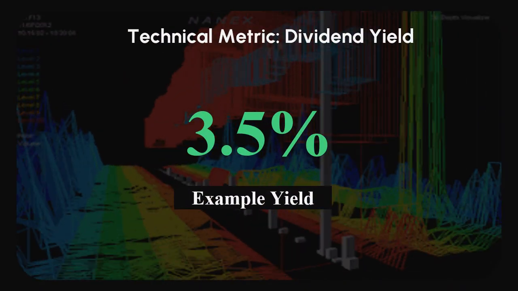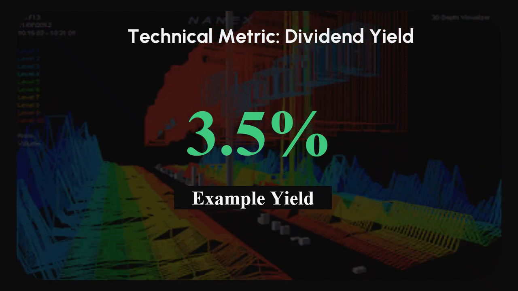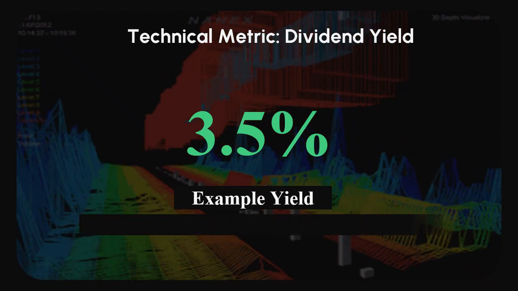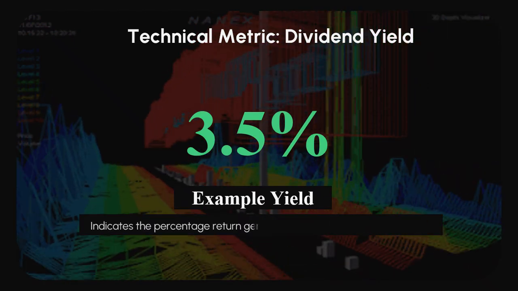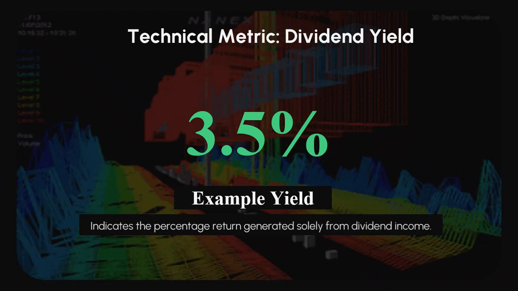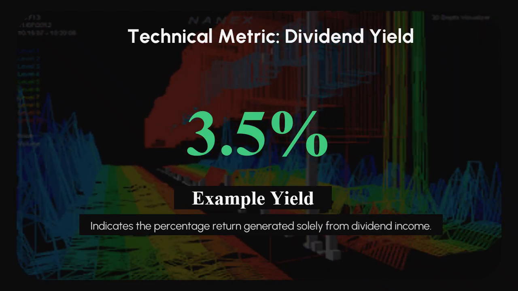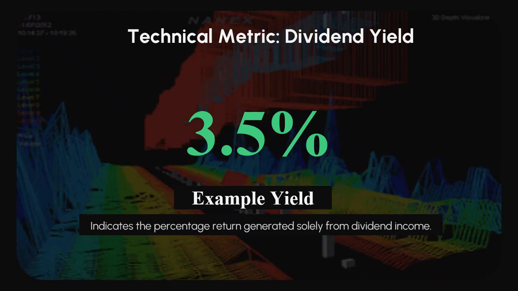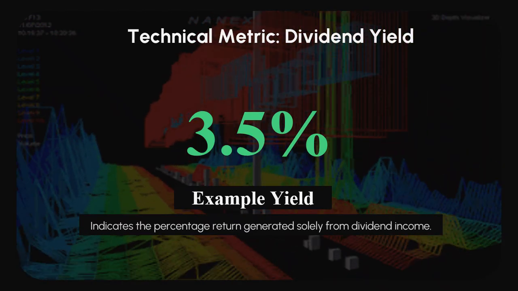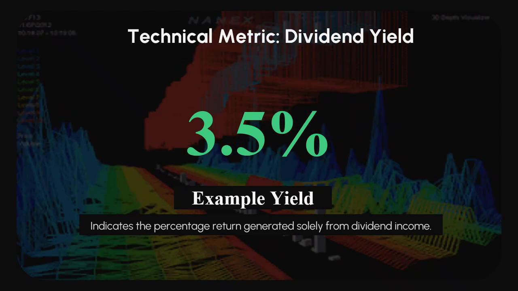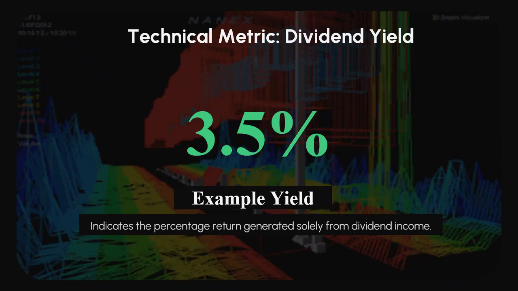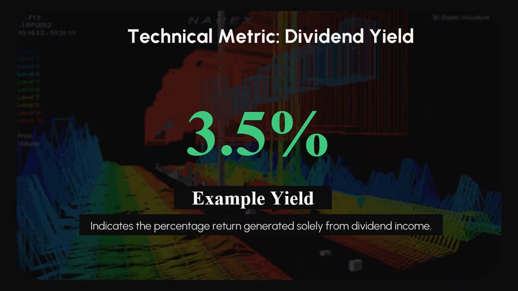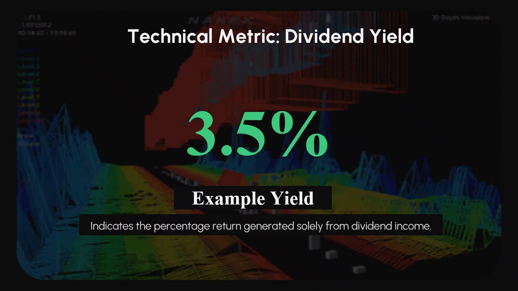Technical metric: dividend yield. For the technical enthusiast, 2 metrics are paramount. First, the dividend yield. This measures the return on your investment solely from the dividend income, calculated as the annual dividend per share divided by the current market price. While a high yield is attractive, it is only half the story, which brings us to the second metric.